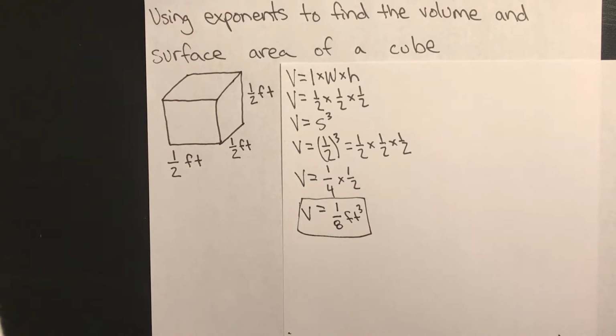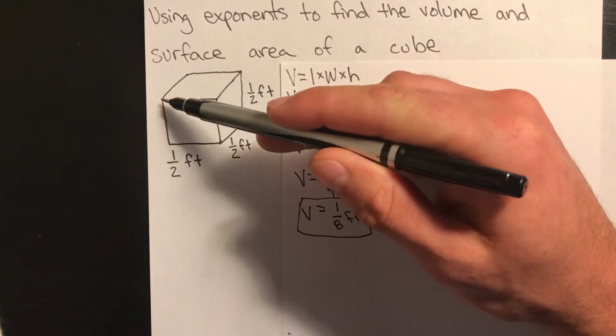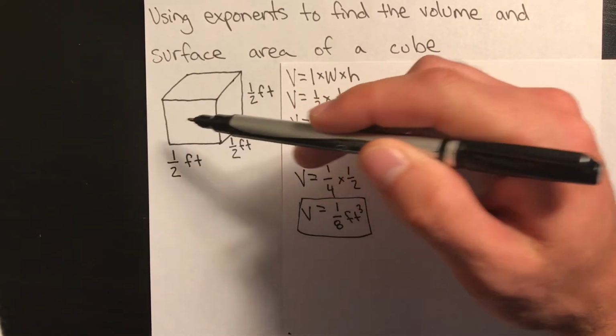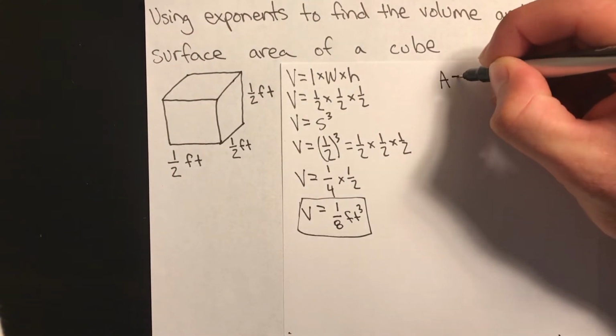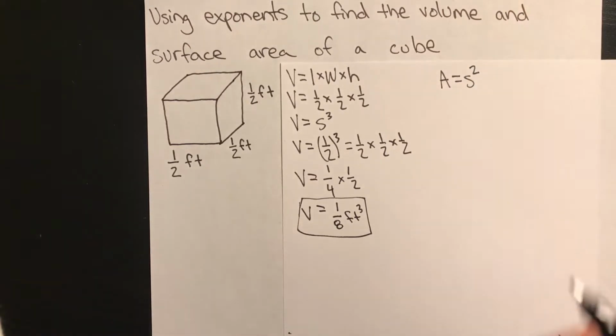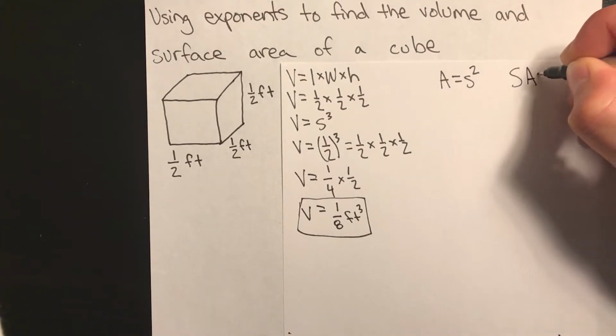Moving on to surface area, we know that the area of one square on the cube is base times height. Base times height is the area of this one square. So this can also be written as area equals side squared, because we know that all the sides of a square are equal. Knowing this, how can we write a formula that will give us the area of all the sides of this cube, known as surface area?